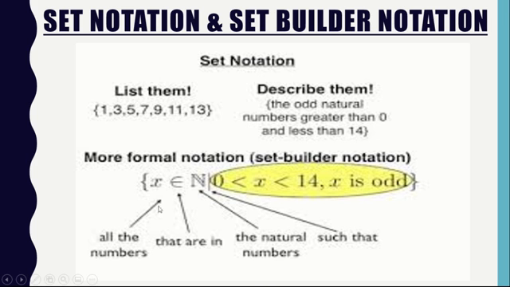How can we write them in set builder notation? x belongs to the set of natural numbers and 0 is less than x is less than 14, where x is odd. x is the set of odd natural numbers. Is it clear?